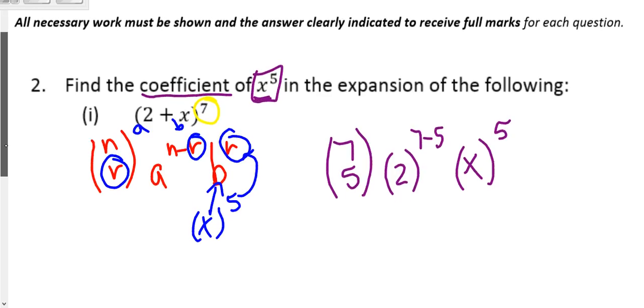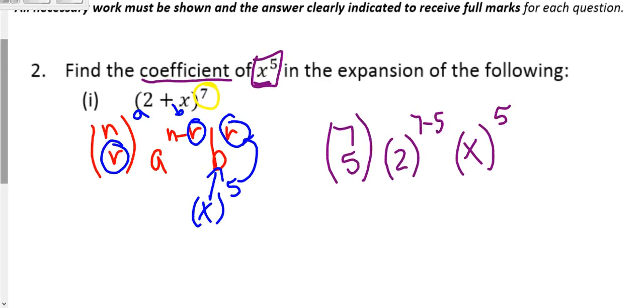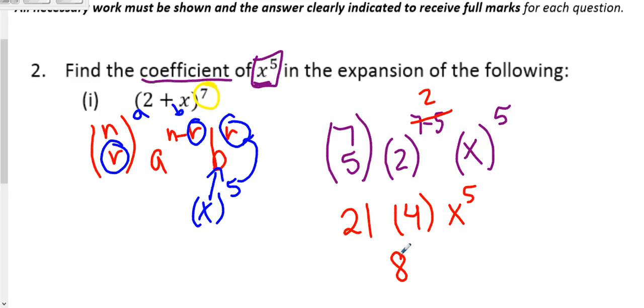So we just plug in our calculator and evaluate this. 7 choose 5, we get 21. 2 squared is 4, because this is going to be a 2. And then we have x to the 5th. So all we need to do is 21 times 4, and we get 84, x to the 5th. And they are looking for the coefficient, so we need to make sure and indicate that we know that the coefficient is the number in front. So our answer here is 84.